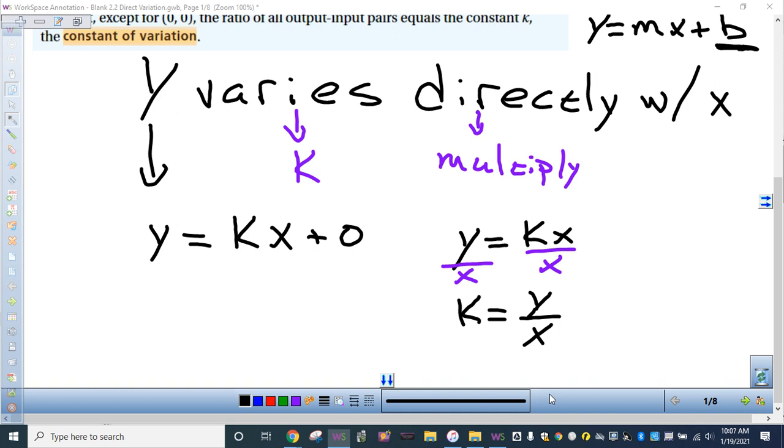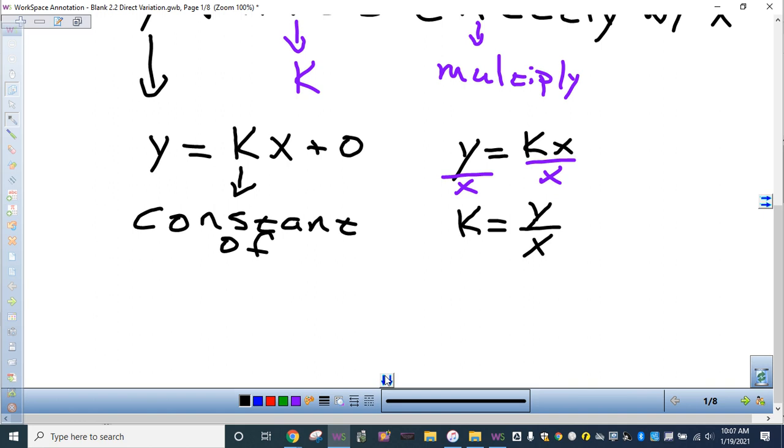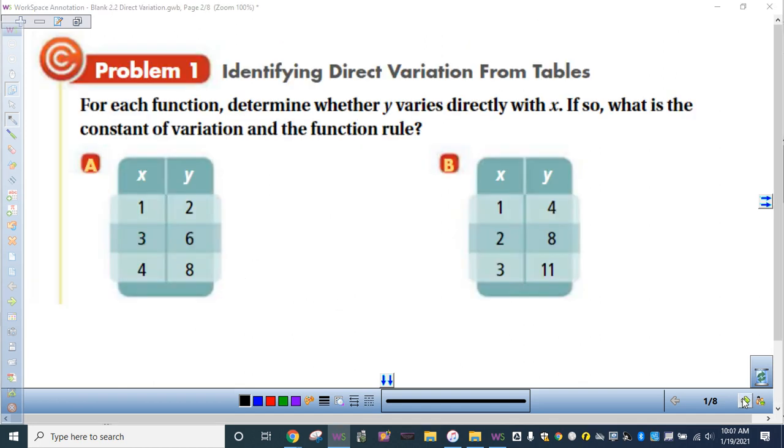The last thing you have to remember is right here, this constant of variation. That's all that k is, just called the constant of variation. It's also called the slope, but they always call it constant of variation because they like to use big words that confuse you. Because they'll ask you to write the direct variation equation, find the constant of variation. You need to know that they're looking for k when they ask you to find the constant of variation. Okay, so that's just kind of the beginning part there.